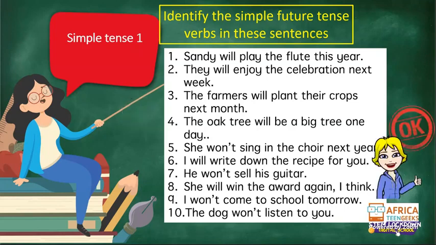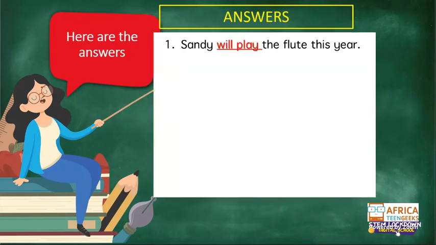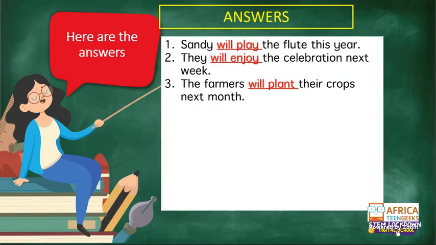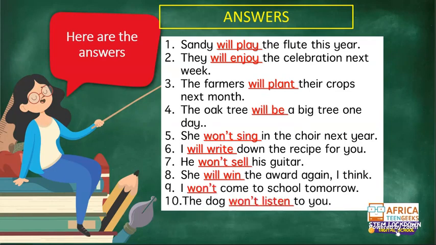So here were the answers. Will play, will enjoy, will plant, will be, won't sing, will write, won't sell, will win, and won't come. I should underline come as well, and won't listen. Give yourself a mark out of 10. Well done to Olivia. That was excellent. Good. How are you doing? Good, good. Okay.